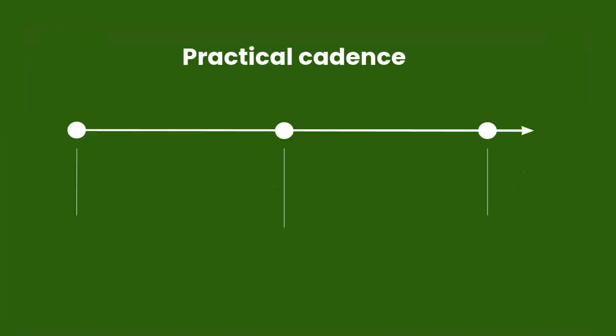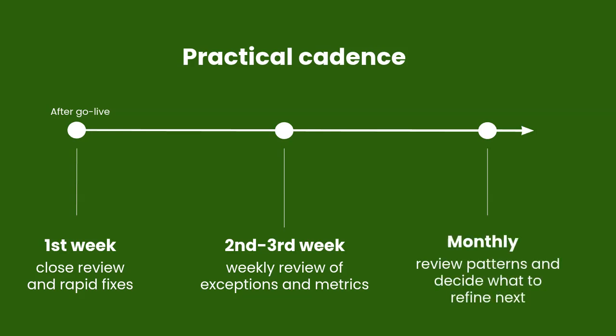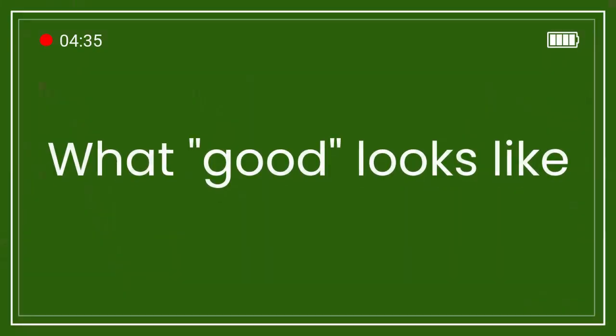The practical cadence we often use is: the first week after go live, daily review and rapid fixes. Weeks 2 to 4, weekly review of exceptions and metrics. And following that, monthly, review patterns and decide what to refine next. This keeps the workflow stable while still improving it. Teams also like this because it creates a predictable feedback loop.